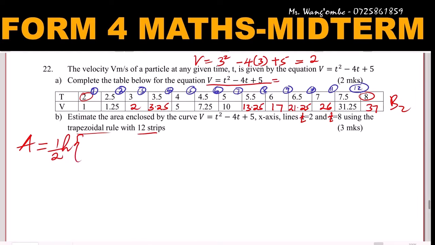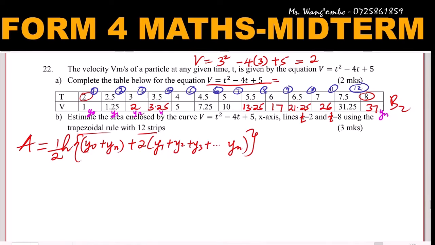Then y0 plus yn plus twice y1 plus y2 plus y3 and going on up to yn. So that is the trapezoidal rule, whereby y0, we are going to start from this particular point. So y0 will be here. Then all the way yn will be the last one. So from here you have y1, y2, continue like that, y3.